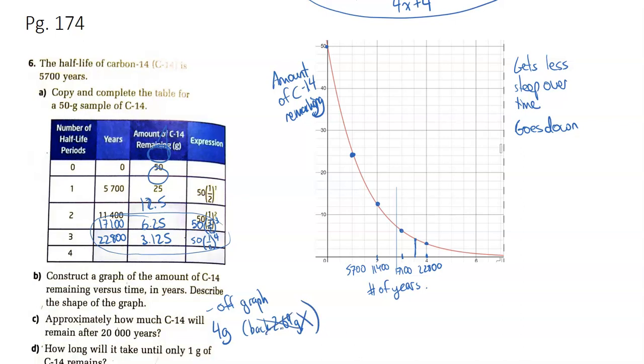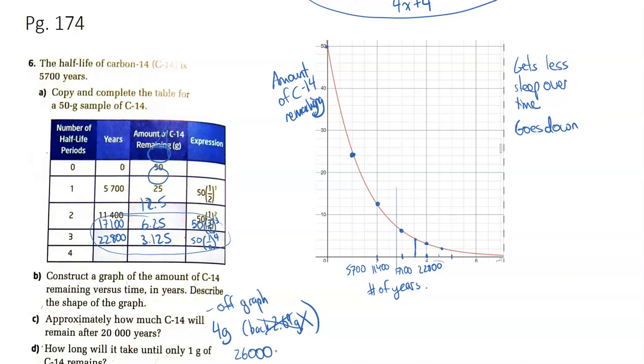It then says, how long will it take until only 1 gram of C14 remains? Well, 1 gram remaining, it looks like it's going to occur right about there. And so every 2 is 5,700 years. So it's going to be somewhere about 3,000 years past 22,800, maybe somewhere around 26,000 years from when the C14 first started to decay is when that would be down to 1 gram. And so you can just take those pieces of data from the graph.